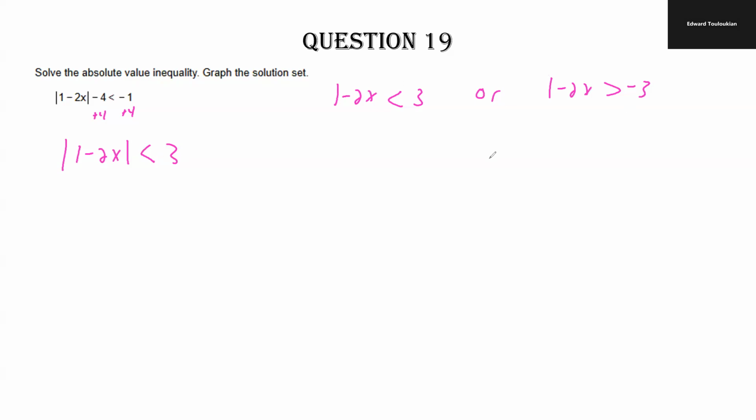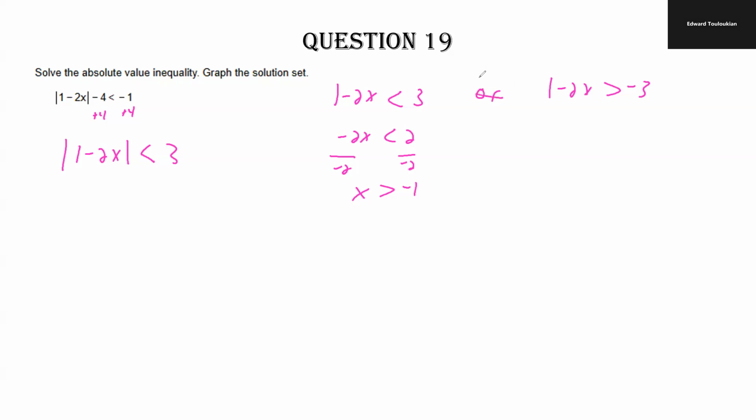So these are my two different things to solve. So negative 2x is less than, if I subtract 1, 2, divide by negative 2. I got a warning bell going off. I divided by a negative. I got to flip that sign. So x has to be greater than negative 1. It's not really or, it's more and. It's got to be both.